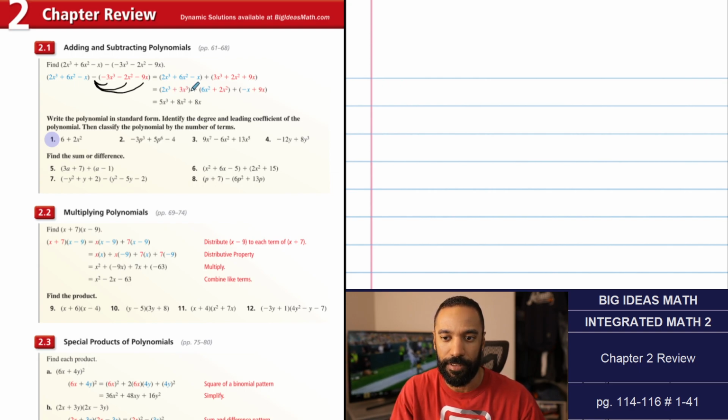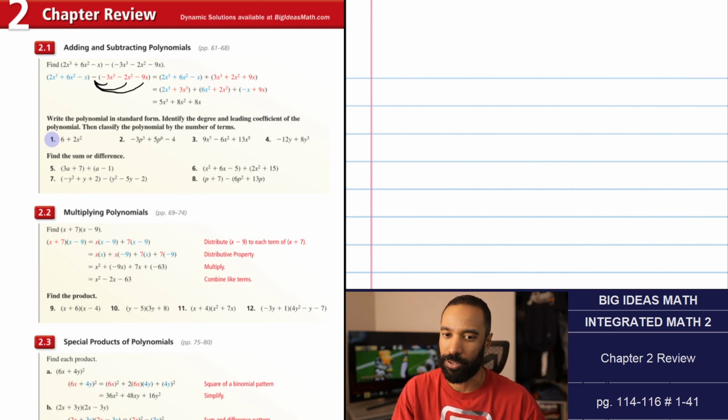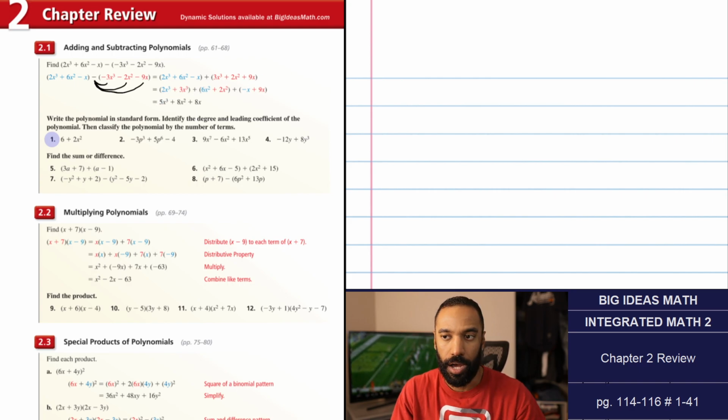2 plus 3 is 5x cubed, 6 plus 2 is 8x squared, and negative 1 plus 9 is 8x. Written in standard form as a final answer. So we're going to go with our problem set. They're going to ask us to do a little bit more than that, but that's but one example of what they had. And by the way, that would be known as a cubic trinomial. It's degree 3, a leading coefficient of 5. I think that's all I'd want to say about that.